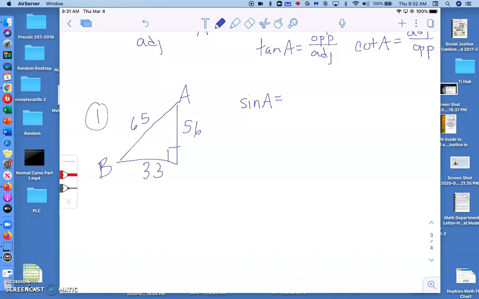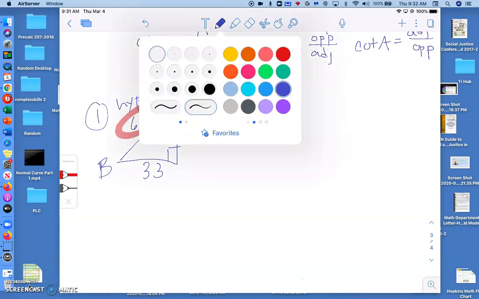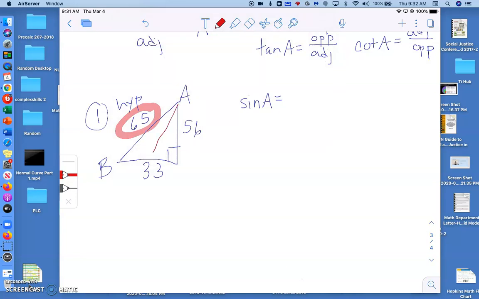SOHCAHTOA. Here is our hypotenuse, which is always the side opposite 90. But what's opposite A? We have to go across from A, so this is the opposite, and then this would be the adjacent. So our sine would be 33 over 65. Our cosine of A, adjacent over hypotenuse, 56 over 65. The tangent of A, opposite over adjacent, 33 over 56.